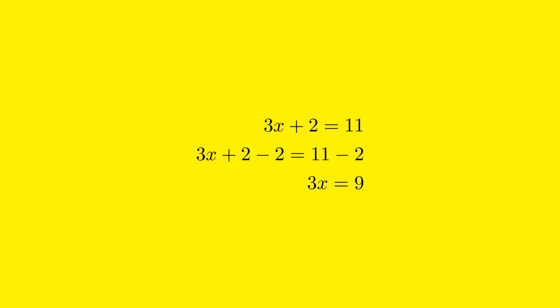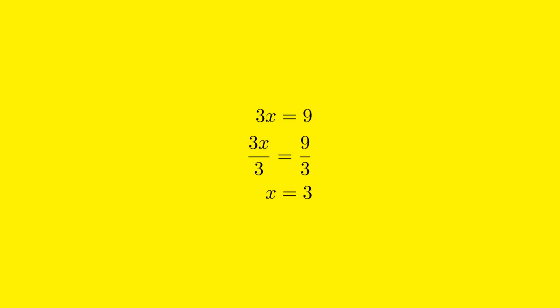Therefore, after performing these subtractions, we have a new simplified equation. The left side is now 3 times x, and the right side is 9. So the equation now reads 3 times x equals 9. Subtracting 2 from both sides simplifies the equation and moves us closer to isolating the variable x.